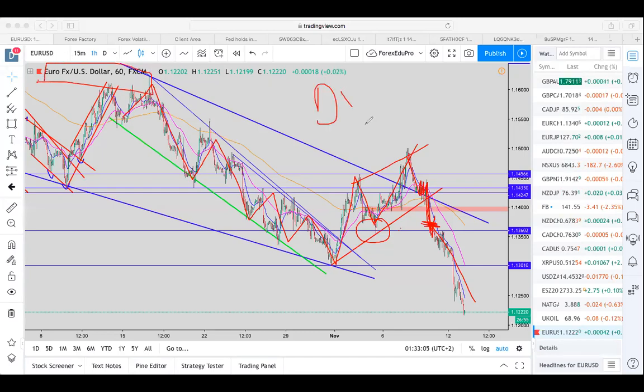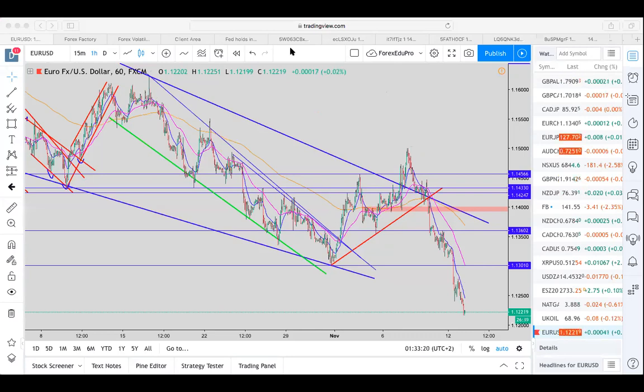Because DXY is the inverse of the Euro USD. 60% of the dollar index is the euro. Structurally, the DXY told me what FOMC was going to do. So simple. That's 3 setups, 400 pips in 36 hours.